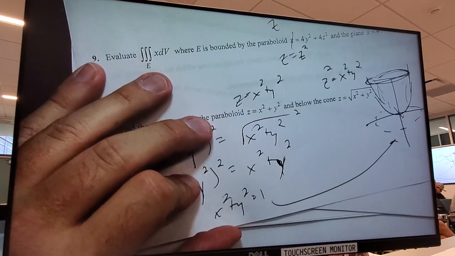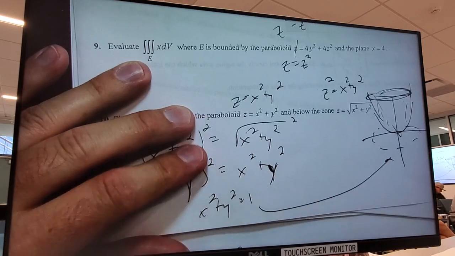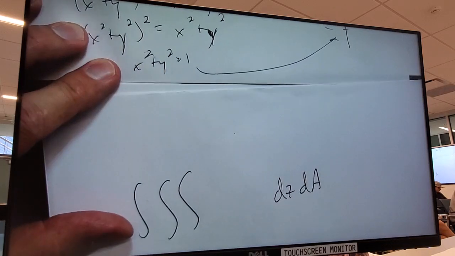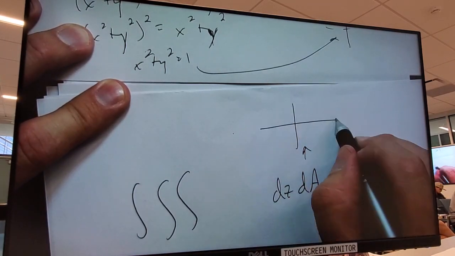Okay. So when I go to set this integral up, I know this is going to be dz and this is going to be dA. I'm sorry, you guys can tell me every time I do that. So now I can focus my attention on the xy plane.